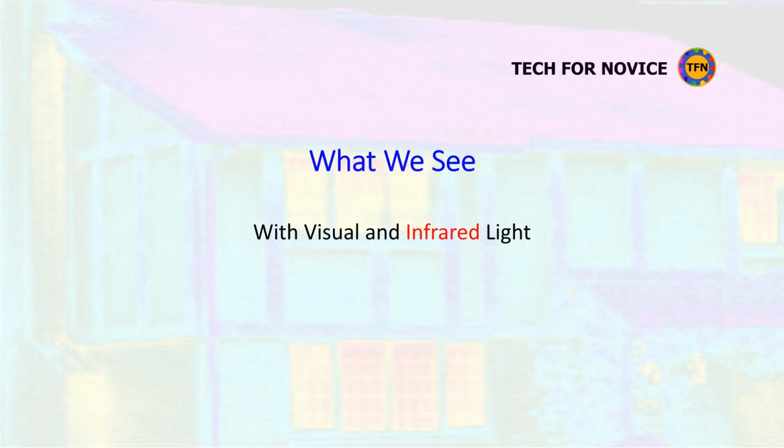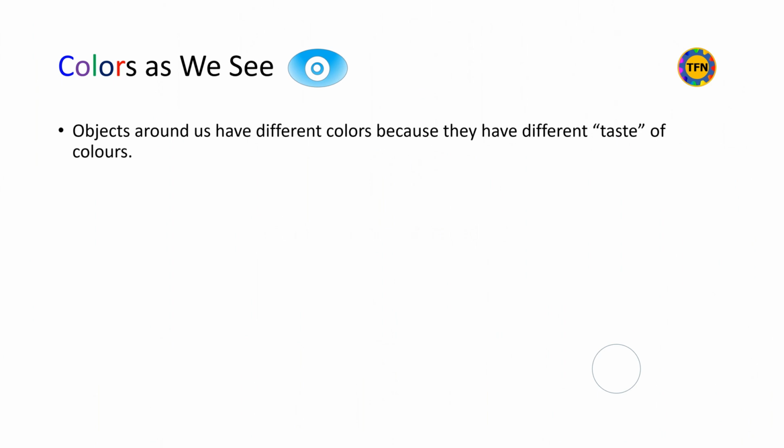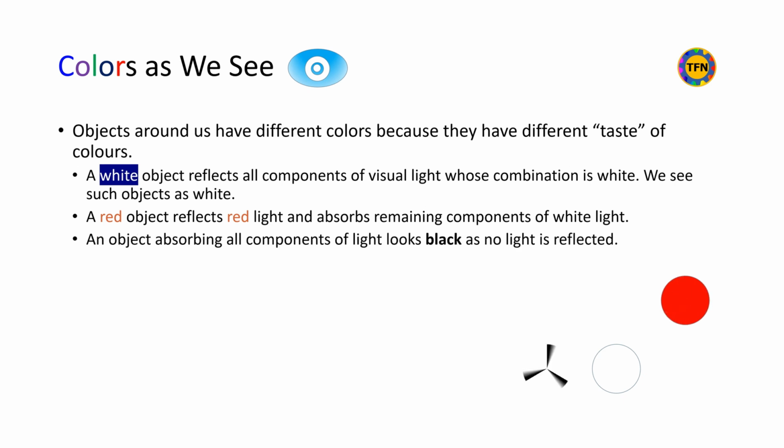Next, how we see objects in different colors. An object may reflect and absorb components of light illuminating it. What we see is the reflected component, and its color is the object color as we see it. We see a white object as white as it reflects all components of white light. A red object is seen red as it reflects the red component of light and absorbs the remaining components. An object absorbing all components of light looks black as no light is reflected.